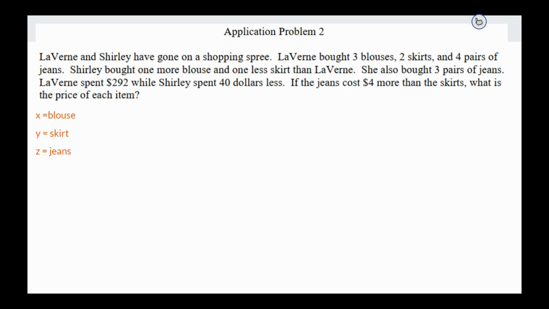Okay, so let's start with Laverne. Laverne bought 3 blouses, 2 skirts, and 4 pairs of jeans. How much did she spend? $292. So that would be 3x plus 2y plus 4z equals 292.